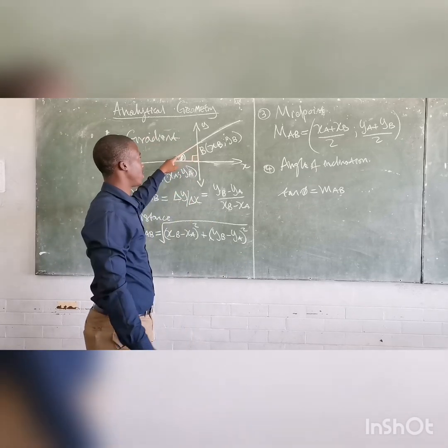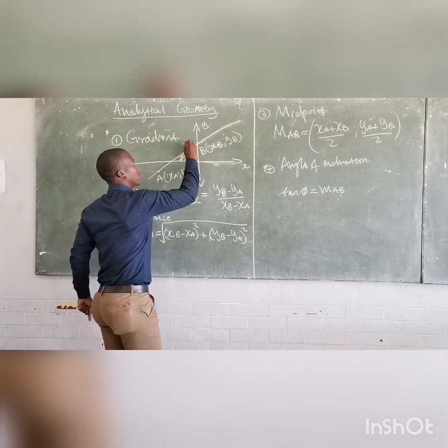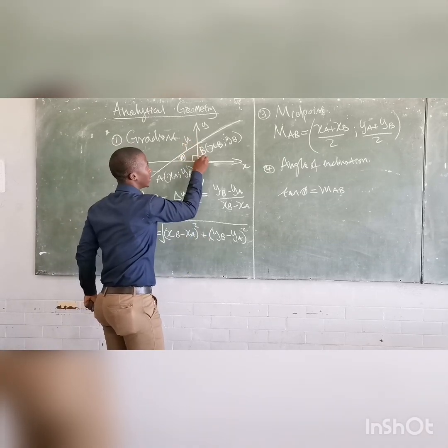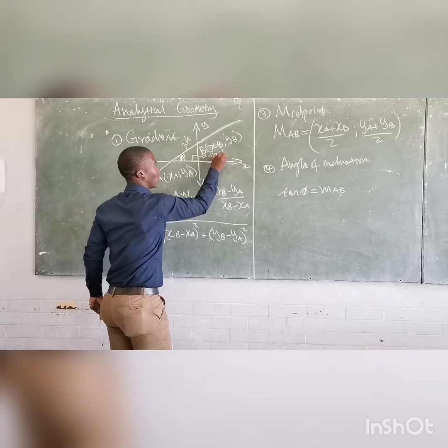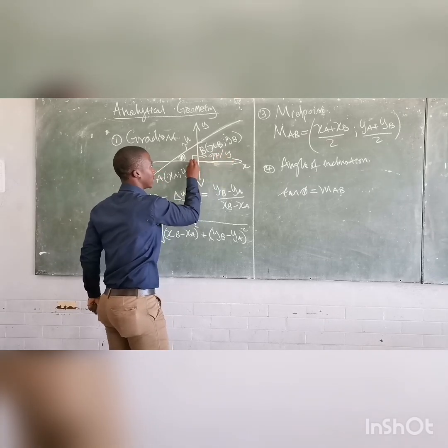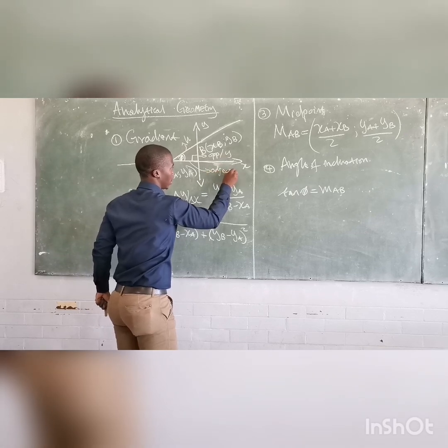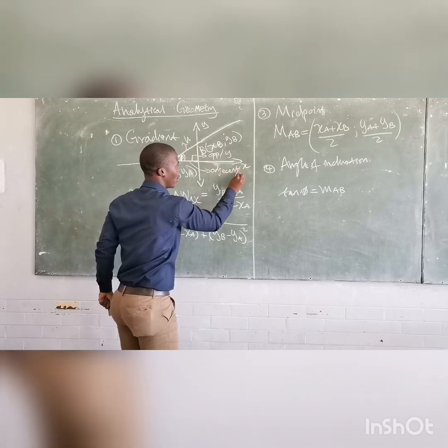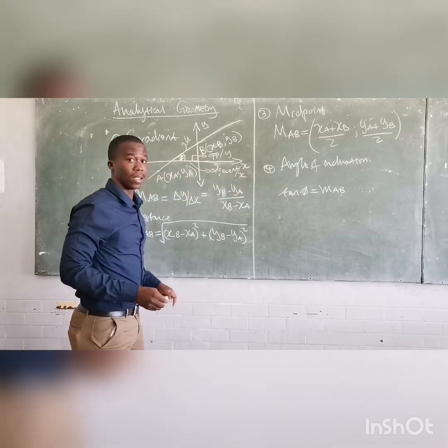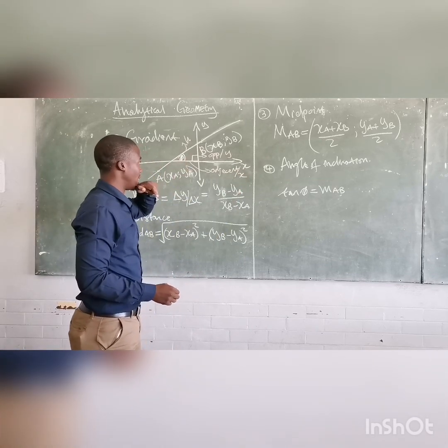this is your hypotenuse, right? This is your hypotenuse. This is your opposite side, also known as OY. This is your adjacent side, also known as OX, right? So now, how do we find the angle?